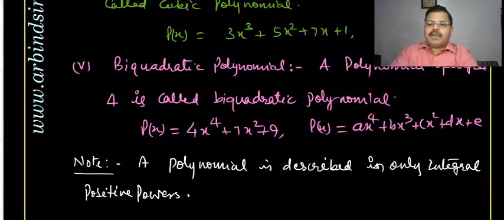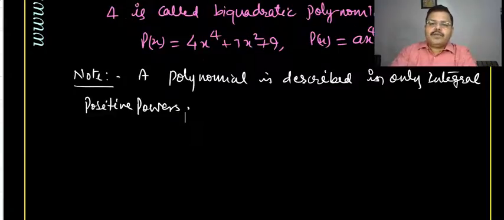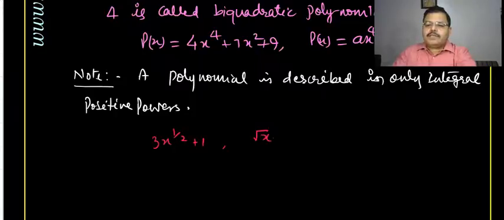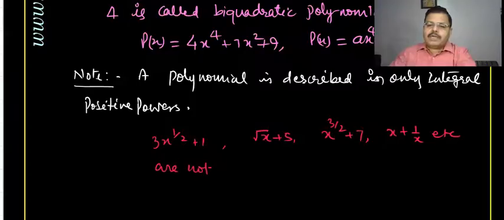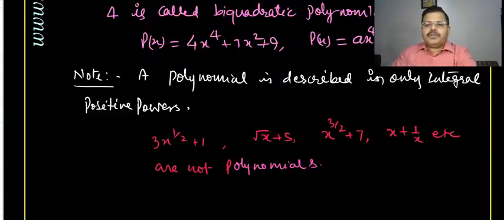For example, if I write p(x) is equal to 3x to the power half plus 1, or root x plus 5, or even x to the power 3 by 2 plus 7, or x plus 1 by x, etc., these are not polynomials. Remember this. Why are these not polynomials? Because the powers are fractions, and there are negative powers. Power cannot be a fraction or negative. So I hope you understood this right now.